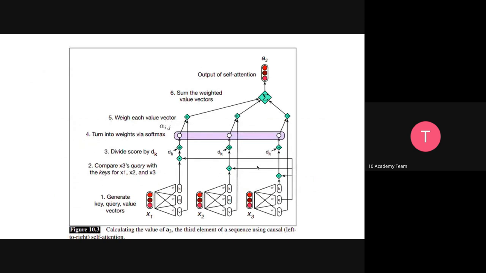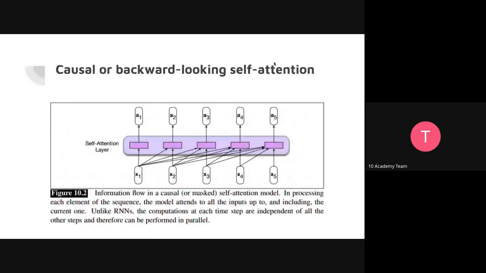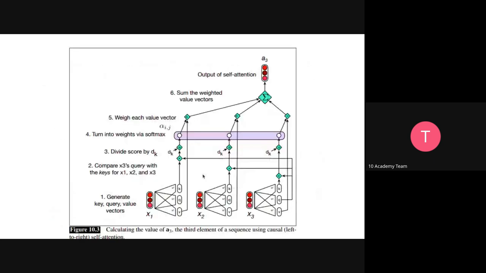This is what it will look like in general for each input. Let's say I'm calculating only this part, A3, and its relationship to X1, X2, and X3. After introducing these three matrices, for each input vector X1, I'm going to calculate three vectors from it by multiplying it by the weight matrices for key, query, and value. So I'm getting three vectors for each one of these.